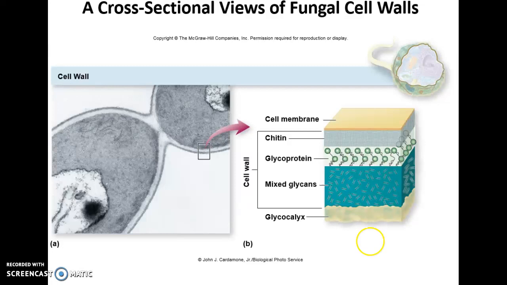But the important thing to note is that fungal cell walls contain chitin. Right, so this is where you're going to find chitin in the cell wall of fungal cells.